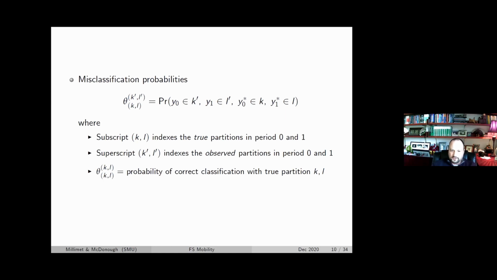In terms of working out the math for the bounds, it's much easier to work with misclassification probabilities that are joint probabilities. So these thetas are the probability that a parent-child combination is really in cell KL, but in the data we observe them in K prime, L prime. The subscript KL is the true partition, the superscript is the observed partition, and if the subscript and the superscript are equal to each other, then that's the probability of being correctly classified.